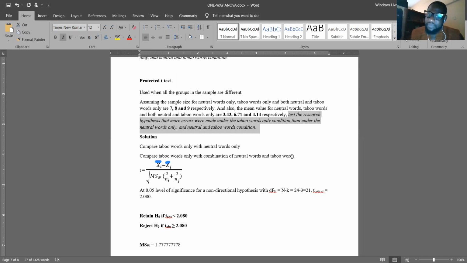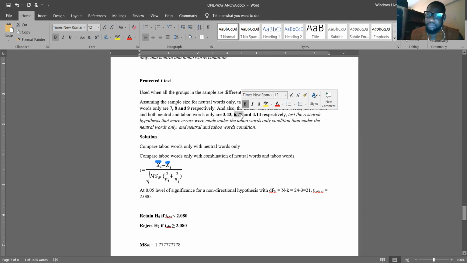For us to solve that, we are supposed to find the mean value for taboo words only and neutral words only. We need to find the mean value. And let's assume that we've already calculated the mean values. And we had the mean value for taboo words only to be 6.71, and the mean value for neutral words to be 3.43.